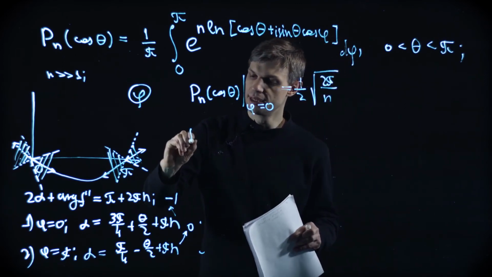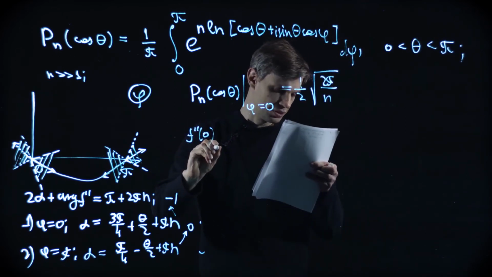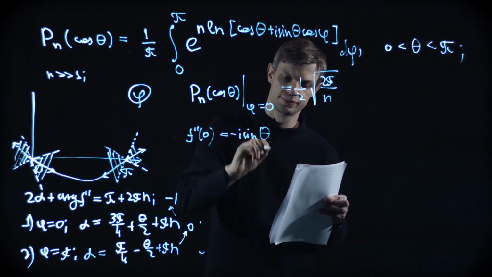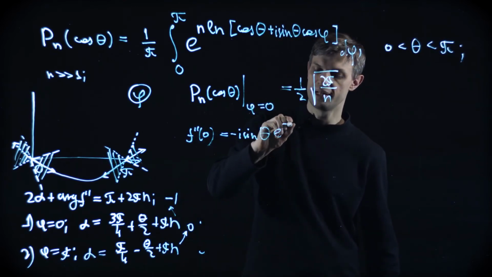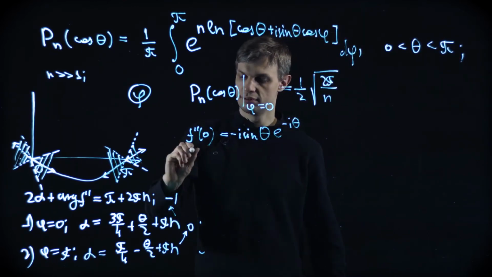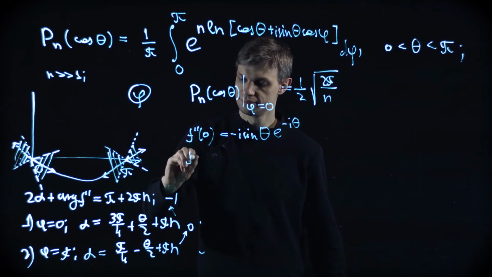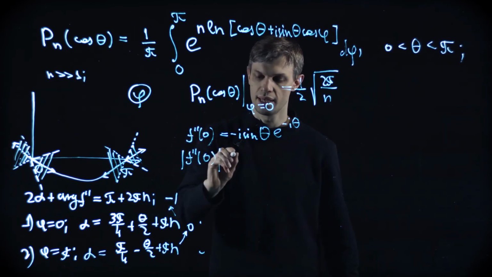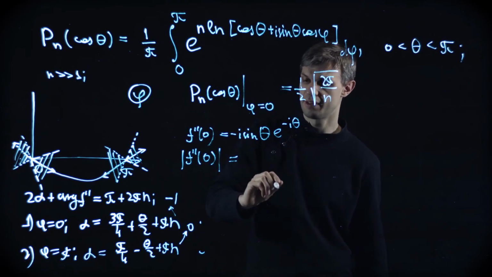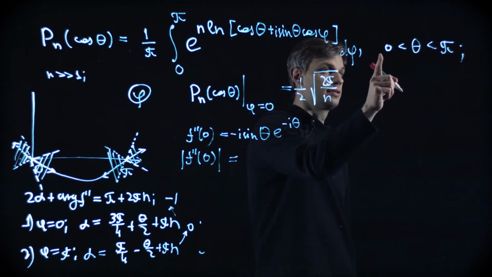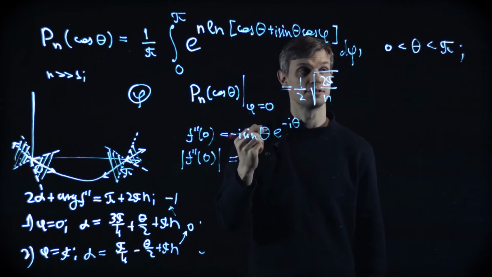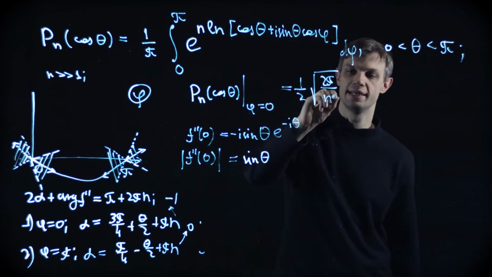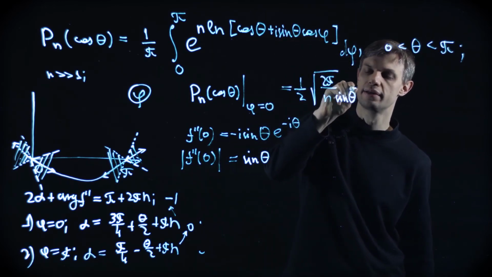So let me look up the correct modulus. Right, so f double prime of 0, just to remind you, was minus i theta sine theta e to the minus i theta. So the modulus of this is equal to the modulus of sine theta. But since theta belongs to this segment, the sign is always positive, so there is no need for the modulus. So we add sine theta here.